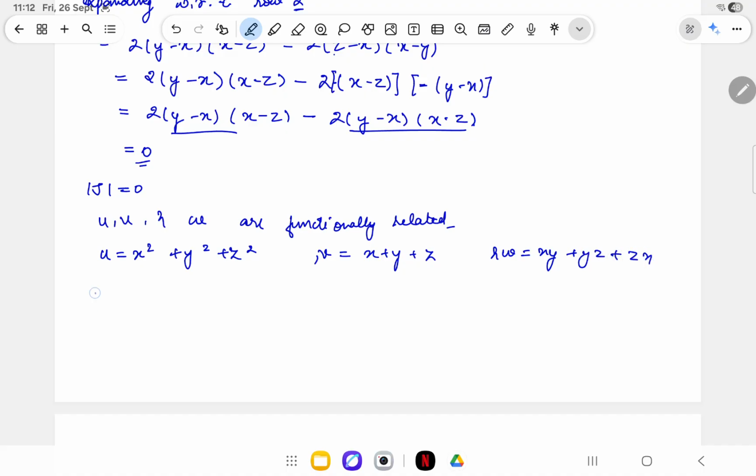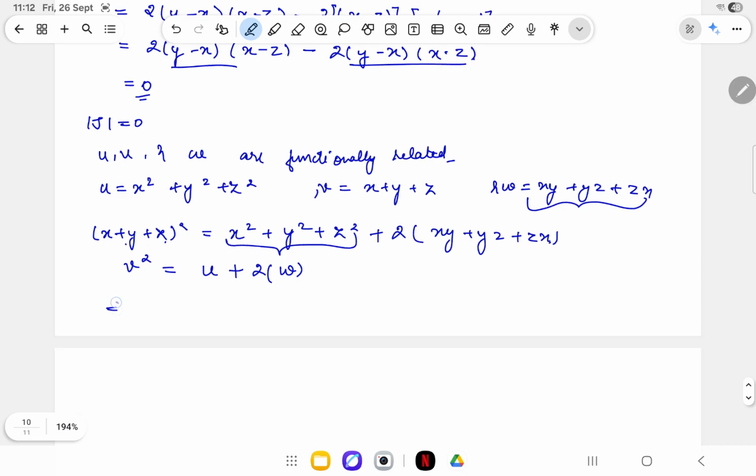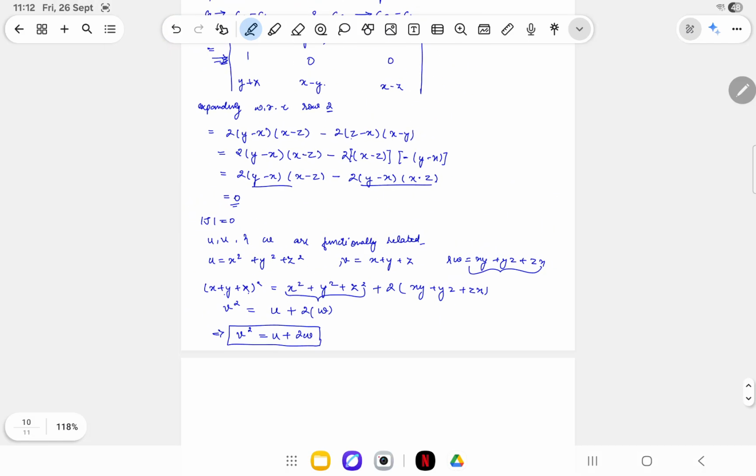We know that x plus y plus z whole square is equal to x square plus y square plus z square plus 2 times xy plus yz plus zx. Now x plus y plus z is basically v, so it will be v square equals to u, this term, plus 2 times w, this term. So I got v square is equal to u plus 2w. This is basically the relation between u, v and w. So that's all for this part.